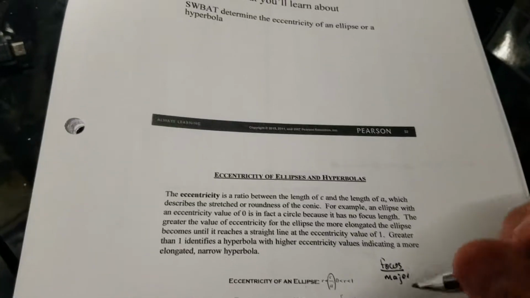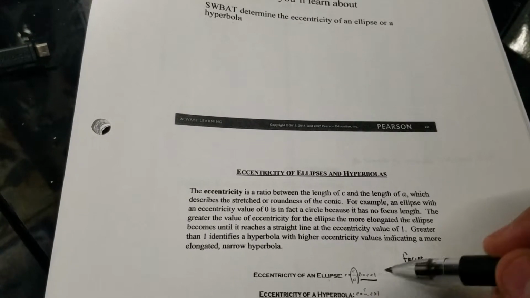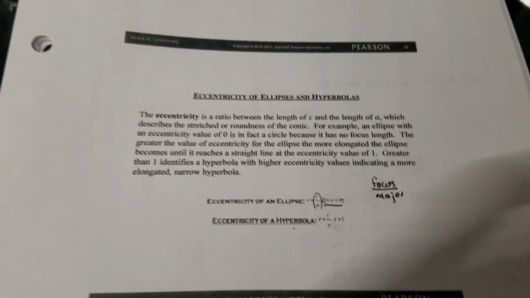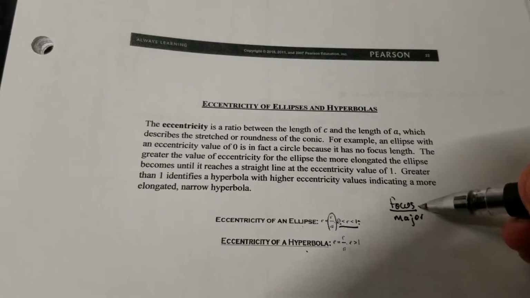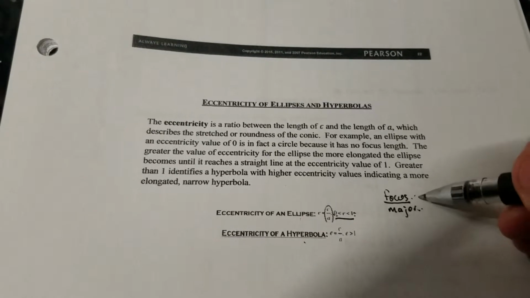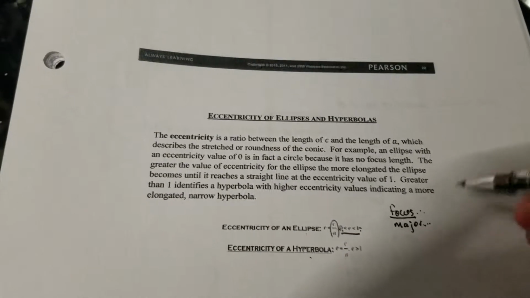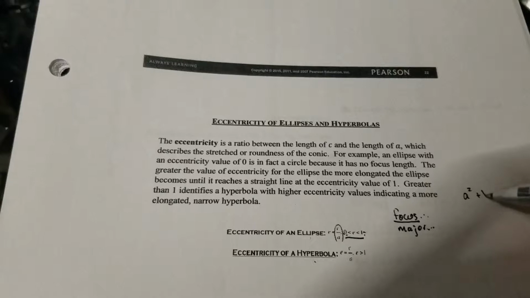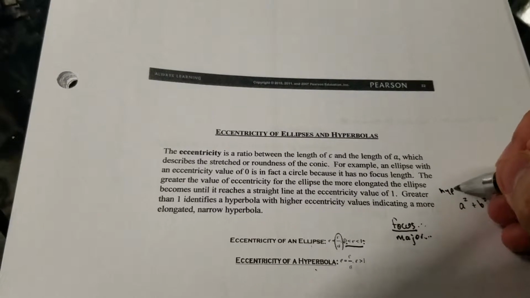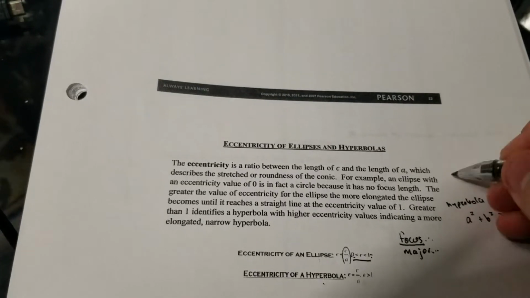So what you should know is that for an ellipse, guys, it's always going to be between 0 and 1. Which makes sense because remember the focus here is going to be smaller than the major. So your ratio should be less than 1. Okay, so using these, again, this one was for a hyperbola, I'm sorry, and for an ellipse.